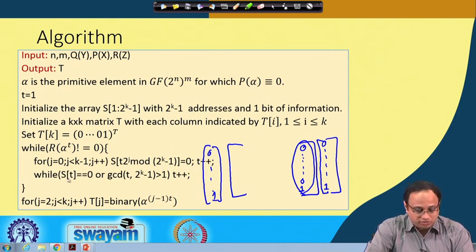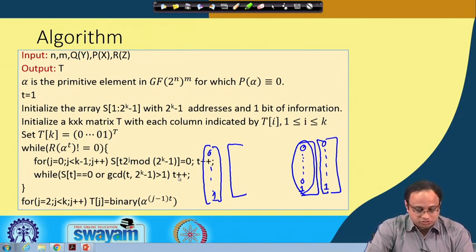Now, inside the while loop, you check whether S of t is equal to 0 or not, because if S of t is equal to 0, it has been indicated as not a candidate by a previous run. Or you check the GCD of t and 2 to the power of k minus 1. You can easily verify that if the GCD of t and 2 to the power of k minus 1 is non-trivial and greater than 1, then t is not a candidate, because that violates its primitivity requirement. Therefore, you can increment t in that case.